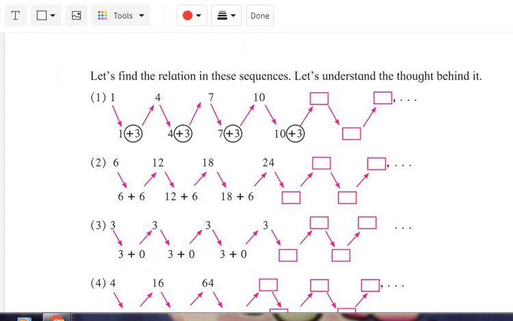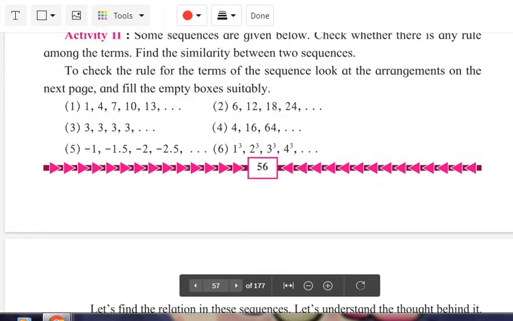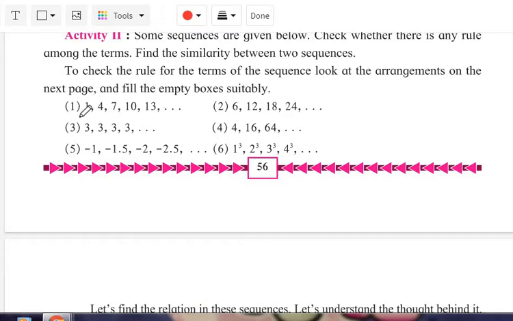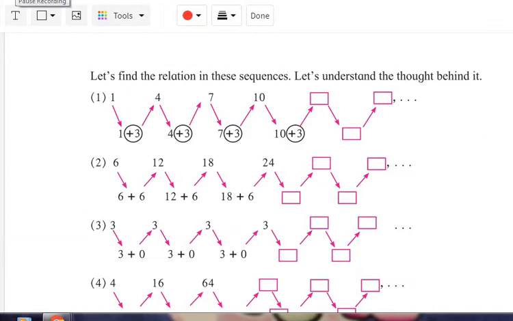Second activity is here. What is given here? Sequence is given: 1, 4, 7, 10, 13. Now see, difference between 1 and 4: 4 minus 1, difference is 3. 7 minus 4, difference is 3. 10 minus 7, difference is 3. 13 minus 10, difference is 3. Now see, 3 difference is there. Okay. 1 plus 3, 4. 4 plus 3, 7. 7 plus 3, 10. 10 plus 3, here it is 13.